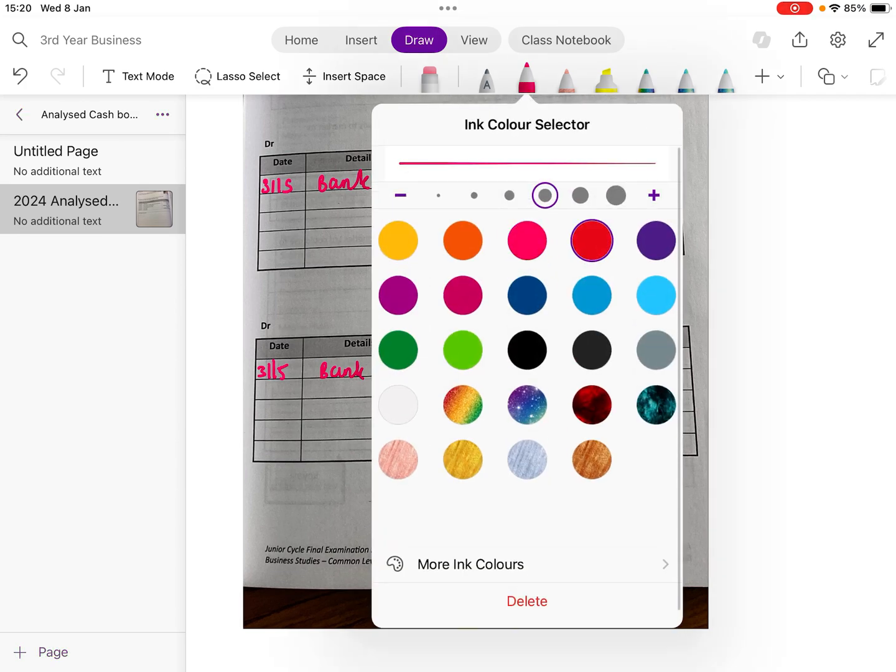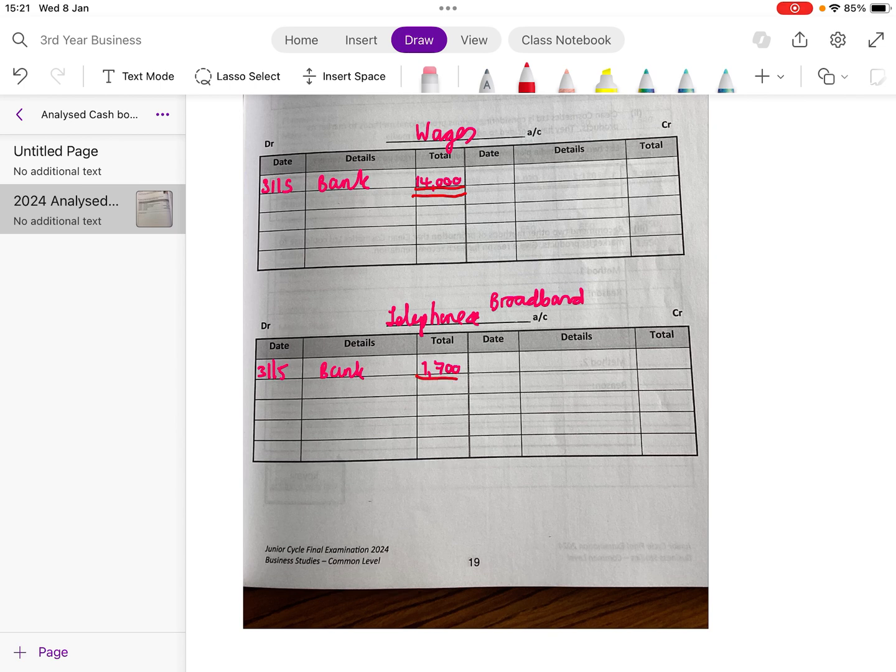And just remember, you get marks for everything you do, and posting those single entries is really, really straightforward. Whatever side they were on the Analysed Cash Book, you're posting them to the opposite side. So always complete as much as you absolutely can. Okay, so that's the second part of the video.